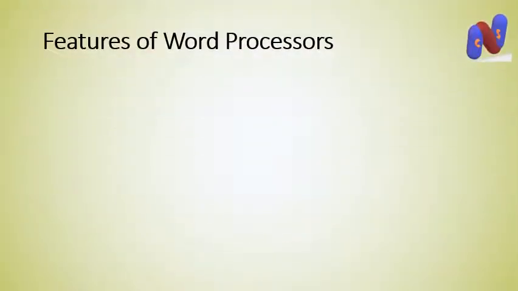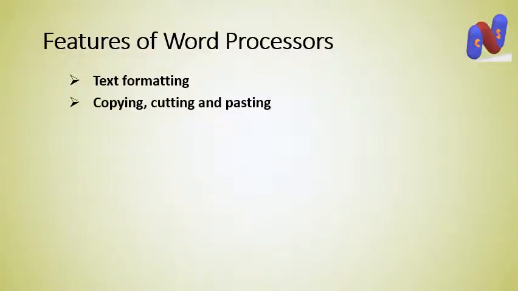Now, features of word processors are: text formatting, means we can apply different types of style on our text. Copy, cutting and pasting, means we can copy a text from one place to another place. We can cut a particular text from one place and we can paste it any number of times at the other place.